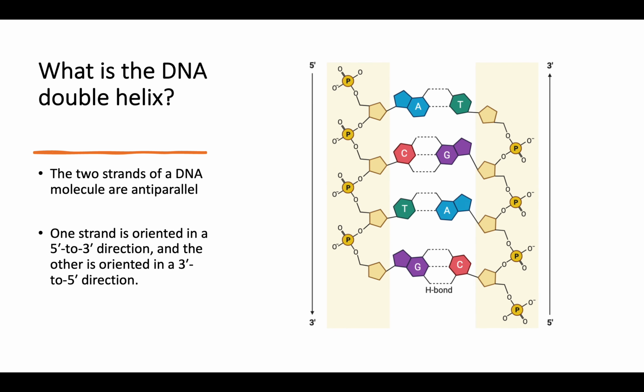The two strands of a DNA molecule are antiparallel. One chain is oriented in a 5' to 3' direction, and the other is oriented in a 3' to 5' direction.